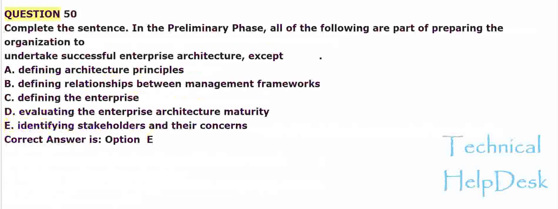Question 50. Complete the sentence. In the preliminary phase, all of the following are part of preparing the organization to undertake successful enterprise architecture, except A. Defining architecture principles. B. Defining relationships between management frameworks. C. Defining the enterprise. D. Evaluating the enterprise architecture maturity. E. Identifying stakeholders and their concerns. Correct answer is option E.